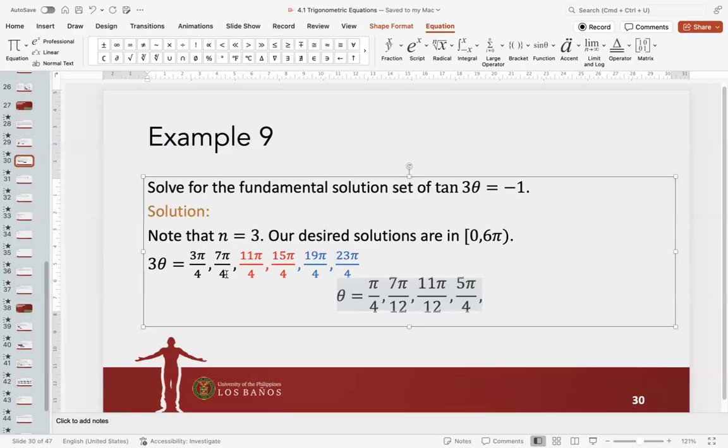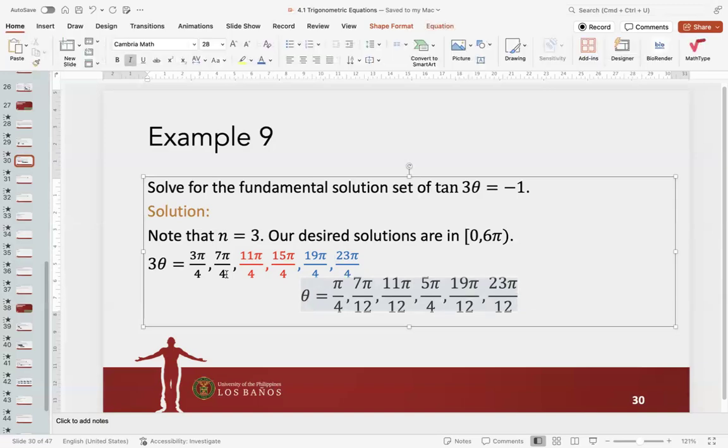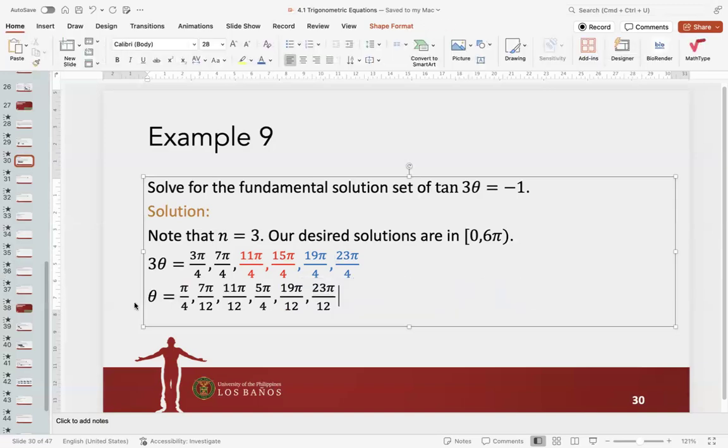19 pi over 4 times 1/3 is 19 pi over 12. And finally, 23 pi over 4 times 1/3 is 23 pi over 12. Okay? And these are now your final answers. So the answers that you'll get here are actually your elements for your FSS or fundamental solution set. All right? So I hope that is clear.